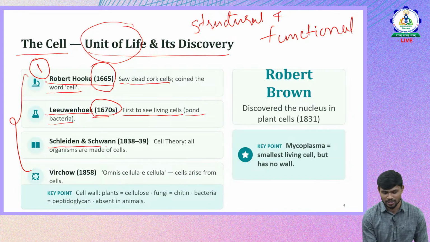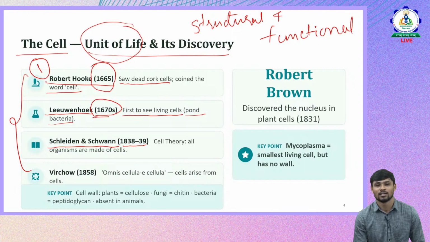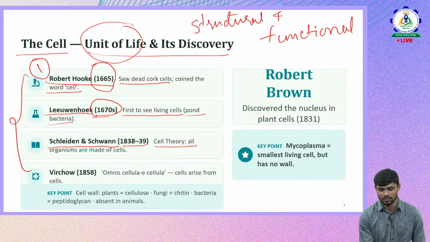Then Schleiden and Schwann, between 1838 and 1839, gave the cell theory. So whenever you hear about cell theory, who gave it? Schleiden and Schwann. In which year? 1838 to 1839.